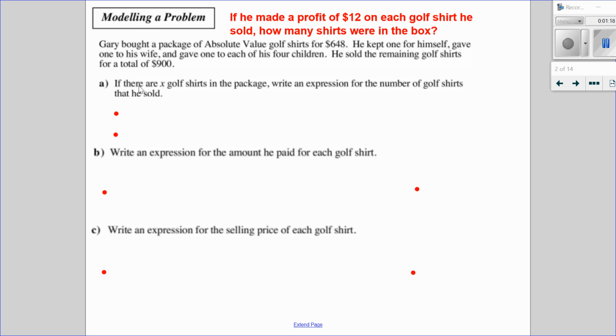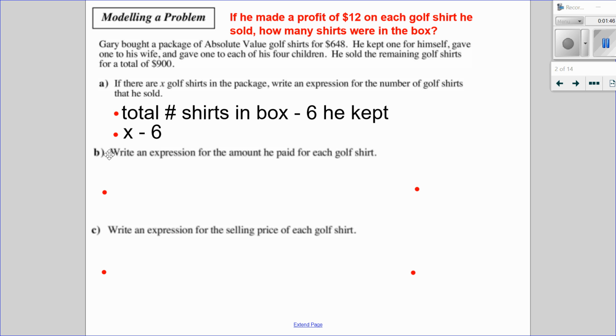So first part, we don't know how many golf shirts there are in the package. So let's say there are X shirts in the package. I want to write an expression for the number of golf shirts that he sold. So the ones that he sold. So if there are X in the box and he gave away one to his wife, himself, and his 4 kids, he gave away 6 shirts. In other words, he did not sell 6 of those shirts. So the number of shirts that he sold is X minus 6.